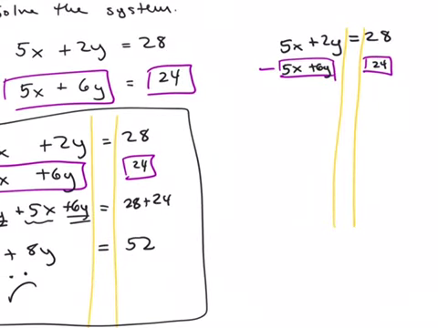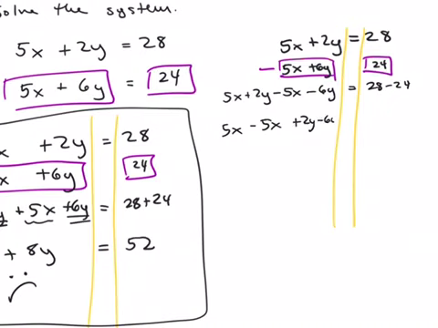And watch what happens. You have to be really careful with subtraction because I have 5x plus 2y for the top, but now I'm going to subtract each piece in the purple. So I subtract 5x and I subtract 6y. And on the right-hand side, I have 28 from the top, but I subtract the bottom 24. Rearranging now, I get 5x minus 5x plus 2y minus 6y is equal to 4.